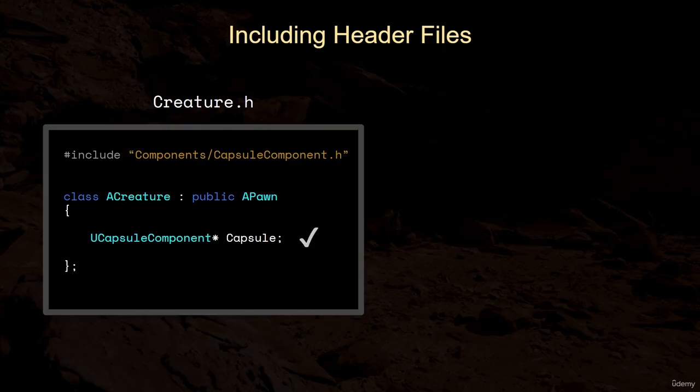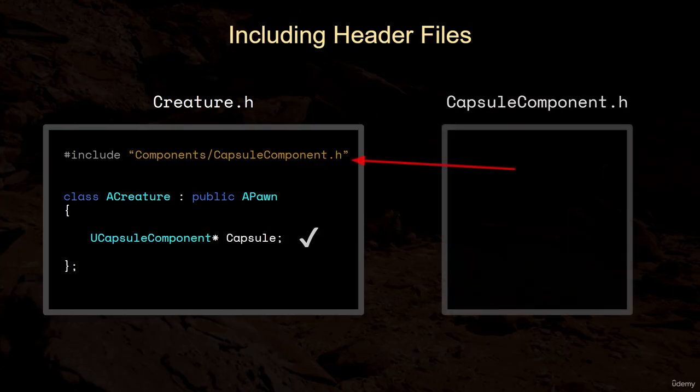and the compiler was happy. Now what happens when we do this, however, is as soon as we compile, the preprocessor sees this include and goes and finds CapsuleComponent.h. And it literally replaces that include line with all of the contents of CapsuleComponent.h. Now, UCapsuleComponent is a class defined here in CapsuleComponent.h, which means by the time the compiler reaches our variable, it sees that this type is defined.